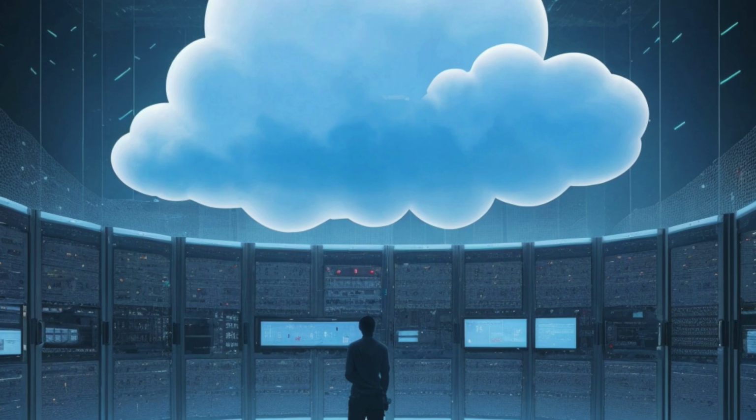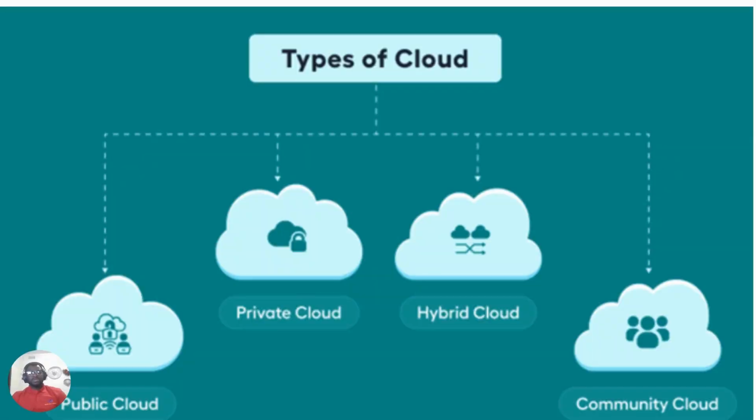But what about the types of clouds that we've got? As you can see on your screen, we have the public cloud, the private, hybrid, and the community cloud. The public cloud is open to everyone, while the private is exclusive and secure for single organizations. Hybrid is a blend of the public cloud and the private cloud, offering flexibility and scalability, while the community cloud is used by shared organizations with common goals.